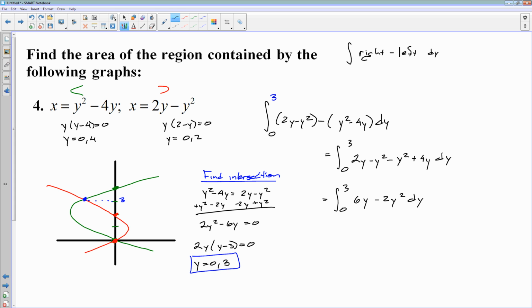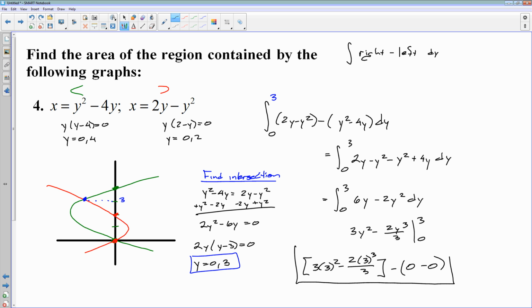And then we'll do our antiderivative. So that would be what? 3y squared minus 2y cubed over 3. Evaluate it from 0 to 3 and plug in. So 3 times 3 squared minus 2 times 3 cubed over 3. And then plug in 0, and I think you get a bunch of zeros. 3 times 0 squared minus 2 times 0 cubed over 3. And there would be your answer for this one.